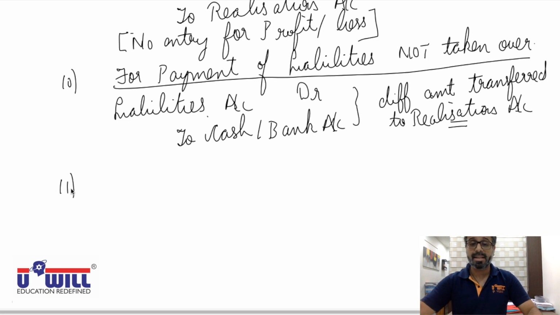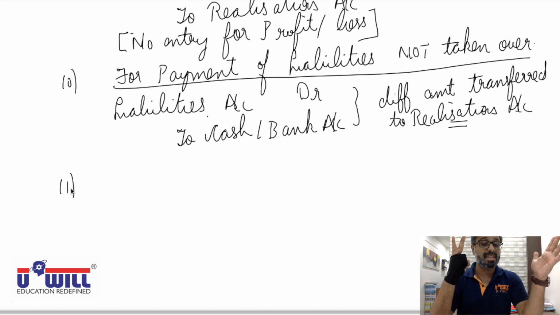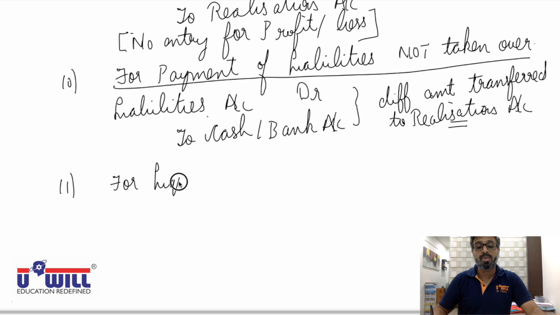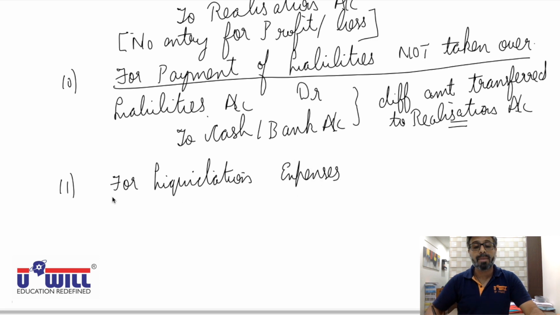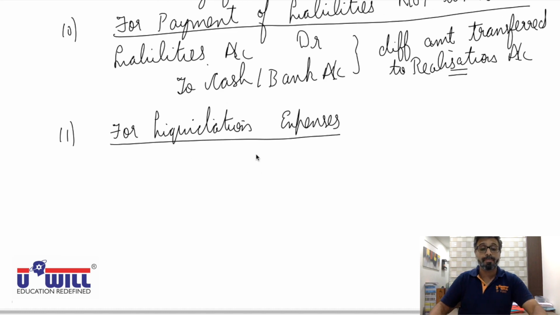So after 6 entries, let us recollect the order again. 7 and 8 are for purchase consideration, due and receipt. 9 is for sale of assets. 10 is for payment of liabilities. 11 is for payment of liquidation expenses. The company is going into liquidation, so liquidation expenses will be involved: the expenses of selling the assets, payment of liabilities, giving advertisements in newspapers, etc.